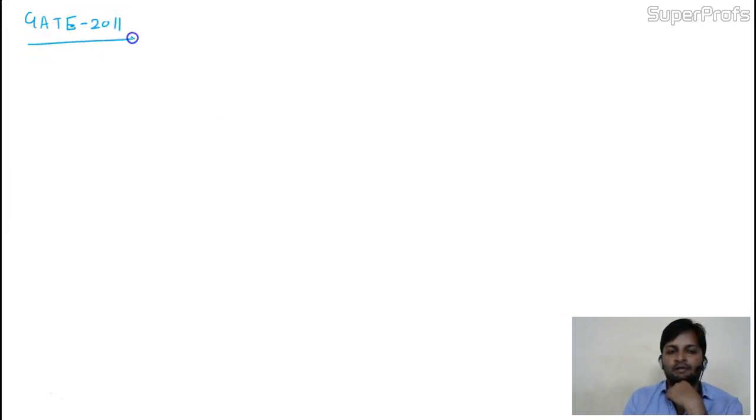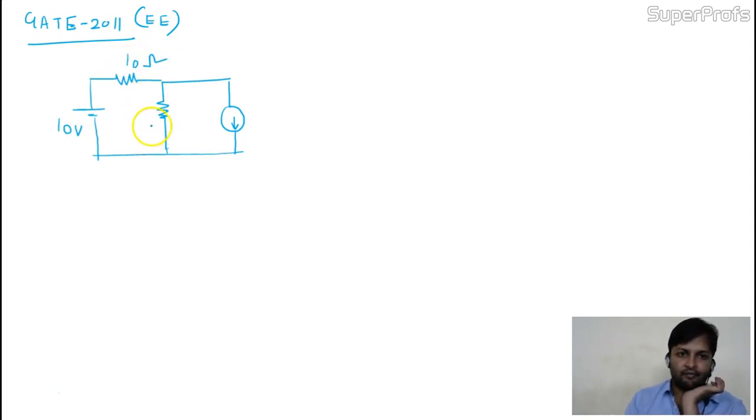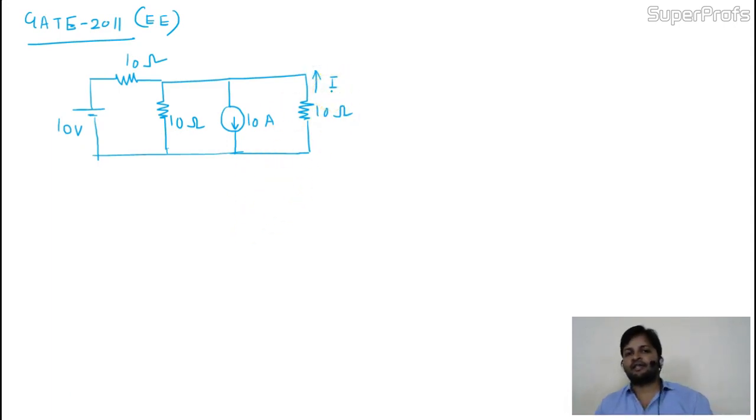GATE 2011, an electrical engineering problem. The circuit has a 10 ohm resistance, a 10 ampere current source, and another 10 ohm resistance, with current given in this branch. They ask us to find the current I over here.